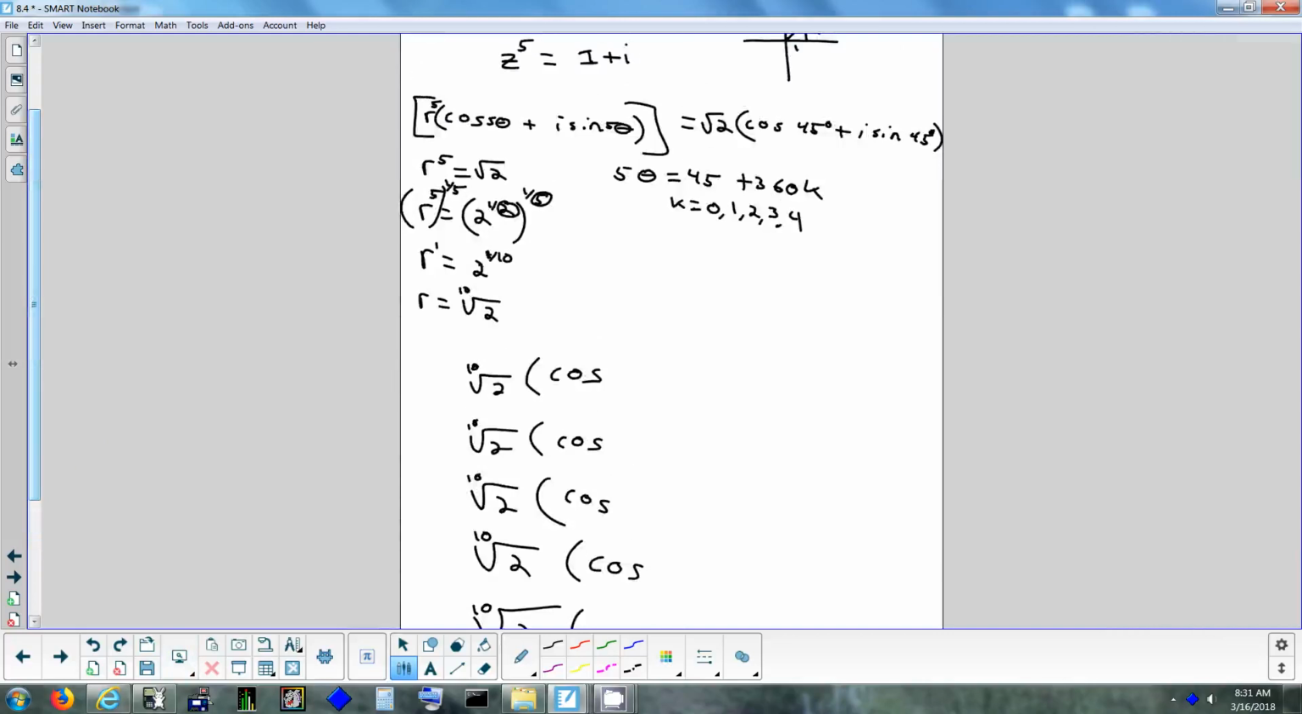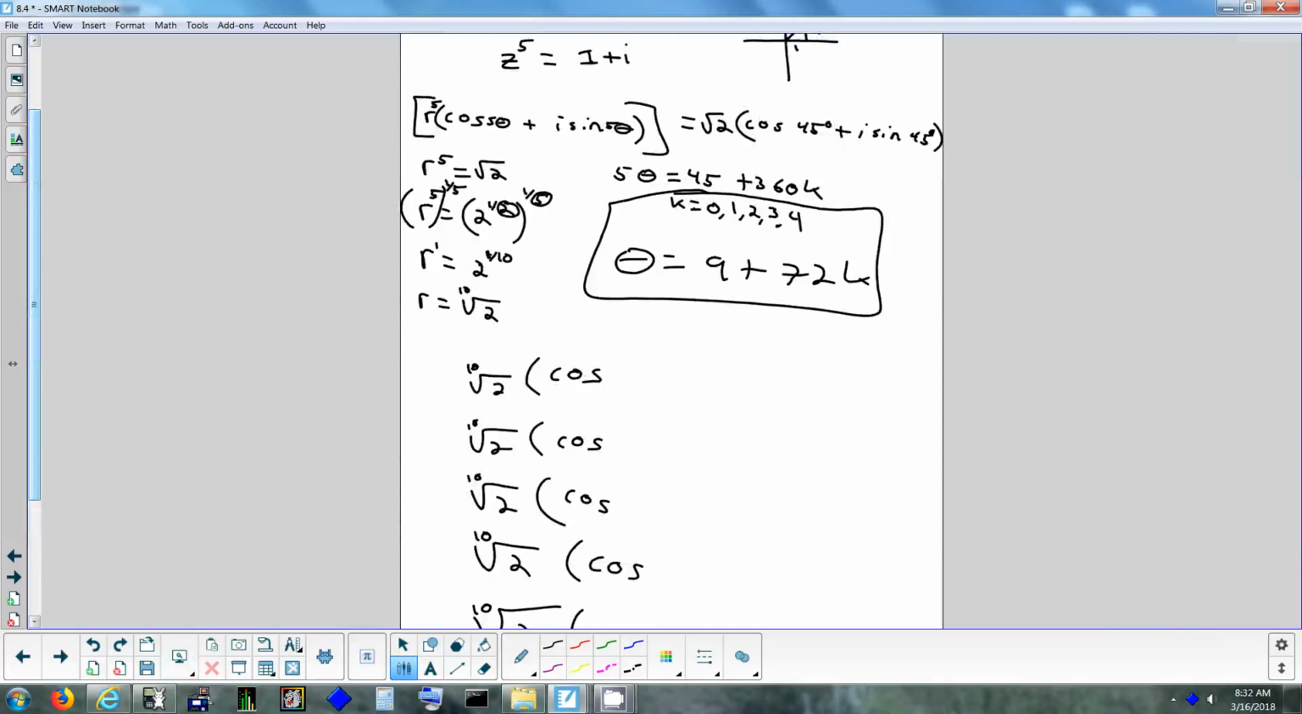Okay, now we need all our angles. Let's divide through by 5 first. So 45 divided by 5 is 9. 360 divided by 5 is 72. Okay, now just plug in 0 through 4. If we don't need to do them all, we just do a couple of them.